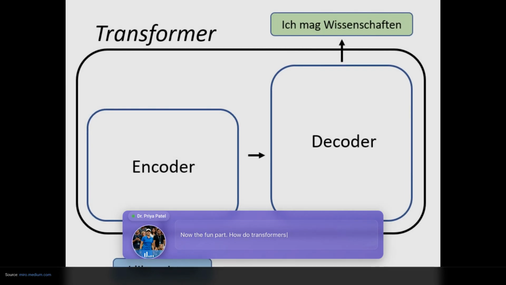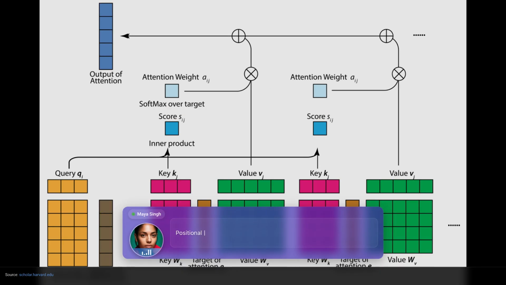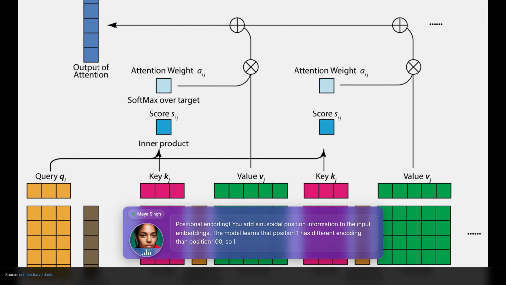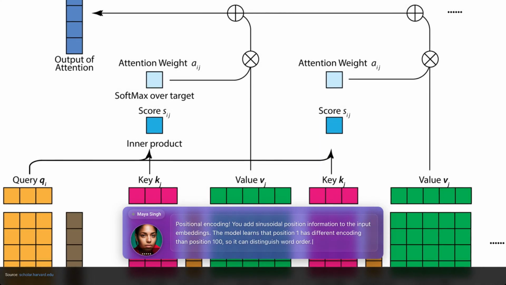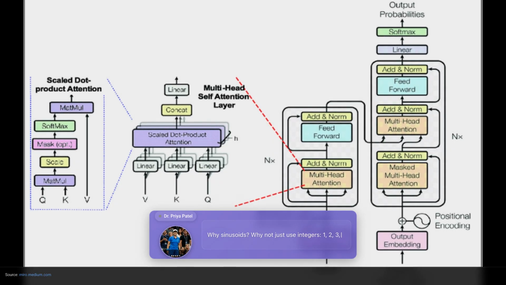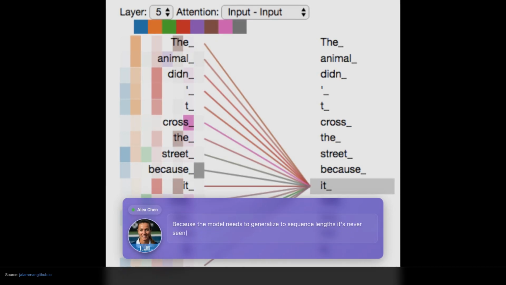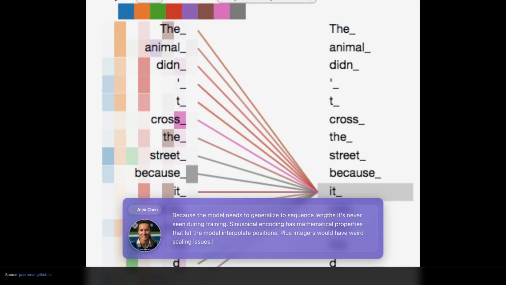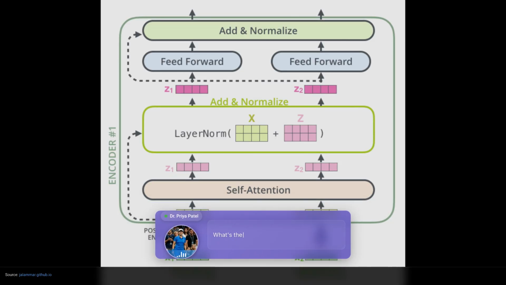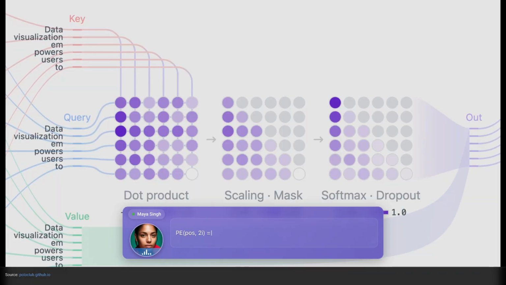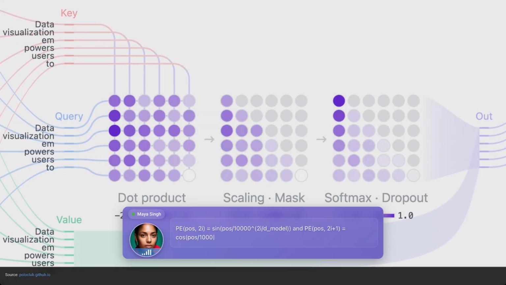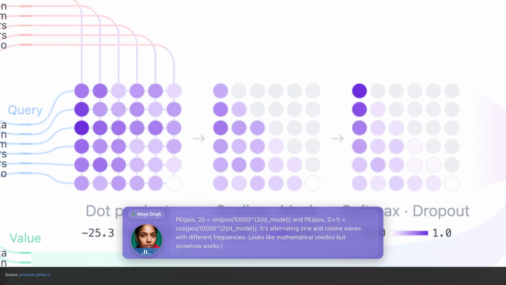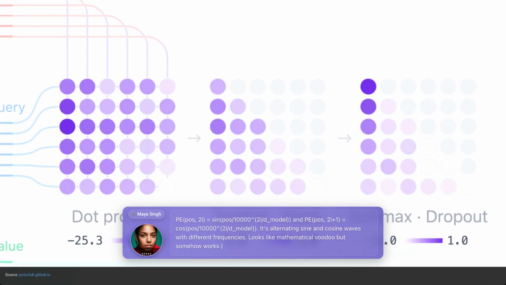Now the fun part, how do transformers understand word order without recurrence? Positional encoding. You add sinusoidal position information to the input embeddings. The model learns that position 1 has different encoding than position 100, so it can distinguish word order. Why sinusoids? Why not just use integers, 1, 2, 3, 4? Because the model needs to generalize to sequence lengths it's never seen during training. Sinusoidal encoding has mathematical properties that let the model interpolate positions, plus integers would have weird scaling issues. What's the actual formula for positional encoding? PE(pos, 2i) = sin(pos / 10000^(2i/d_model)) and PE(pos, 2i+1) = cos(pos / 10000^(2i/d_model)). It's alternating sine and cosine waves with different frequencies. Looks like mathematical voodoo, but somehow works.